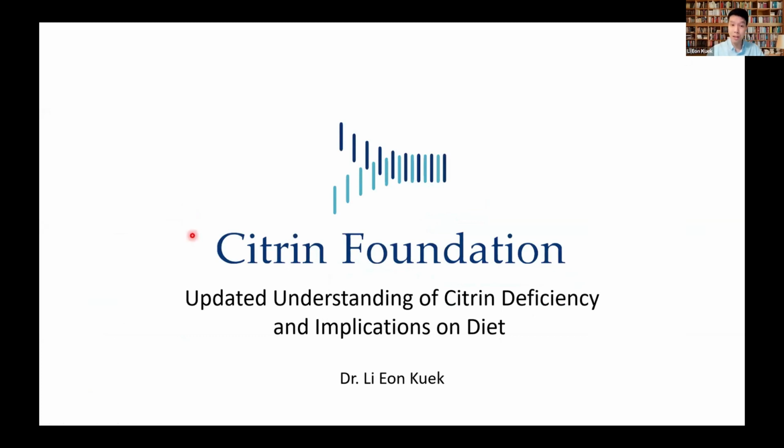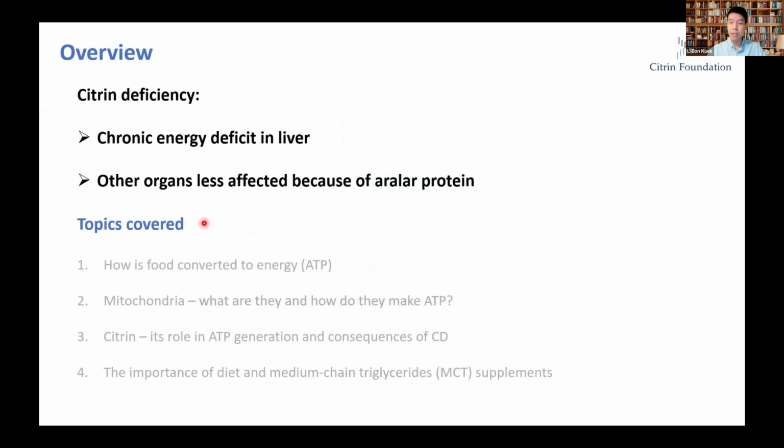And it will be my pleasure today to share with you an updated understanding of citrin deficiency and implications on diet. So before I kick off my presentation, two main points about citrin deficiency, or CD for short, that I'd like to get across. The current understanding tells us that citrin deficiency is primarily a liver condition, and in the liver, there's a chronic energy deficiency, in that the liver isn't able to produce enough energy to support optimal functions.